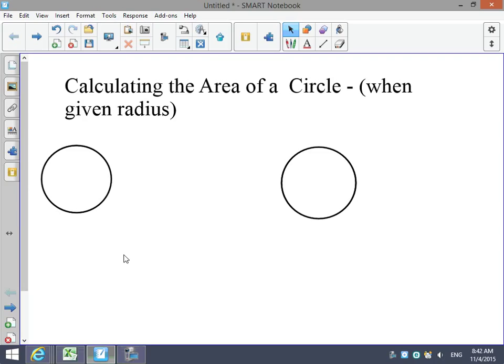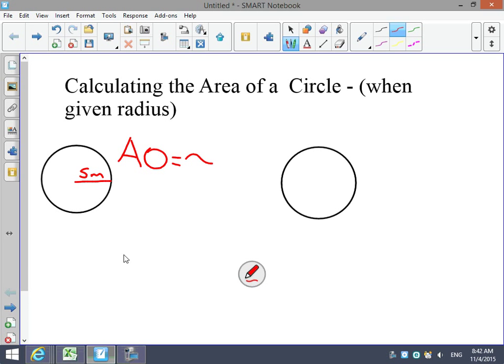But anyhow, here we have two circles, and the title of the one is calculating the area of a circle when given the radius. So obviously I need to put a radius in there. Radius goes from the center point of the circle to the outside, and I'll make this 5 meters. Now we need a formula. There is a formula for calculating the area of a circle. I like to put A of a circle equals pi r squared.